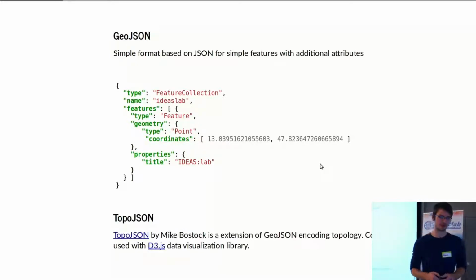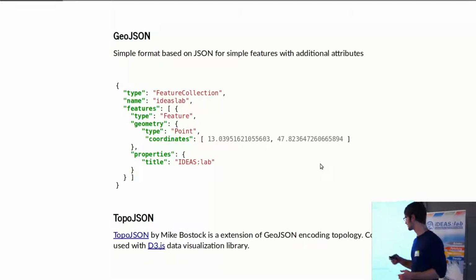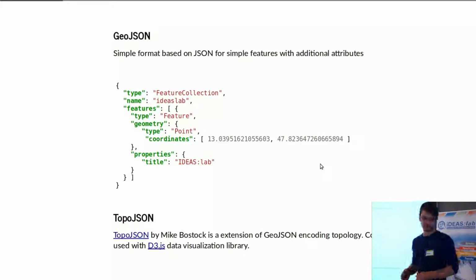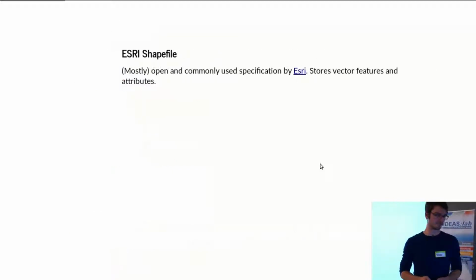Another popular file format, which is not directly related to this talk, but which you'll also see often online, is TopoJSON, which is used for D3. This is a data visualization library for JavaScript, and it's fairly popular. That's why I thought I'd list it.